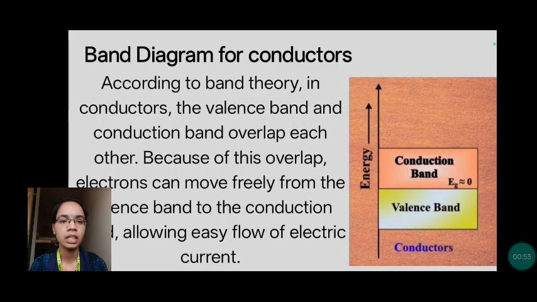Band diagram for conductors. According to band theory, in conductors the valence band and conduction band overlap each other. Because of this overlap, electrons can move freely from the valence band to the conduction band, allowing easy flow of electric current. Band diagram for conductors: conduction band, valence band and conductors.